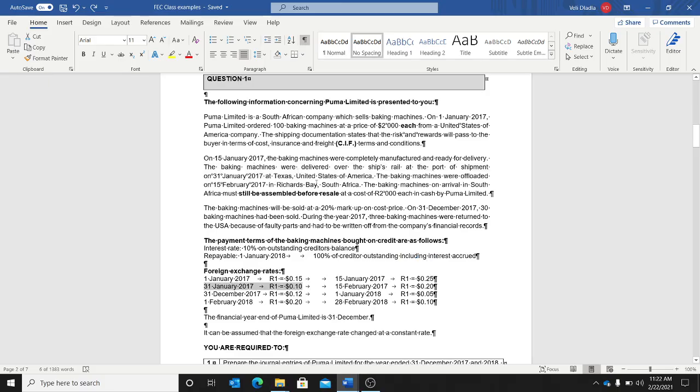Okay. Then here in this exercise, they're saying to you, the baking machines here arrived in South Africa and must still be assembled before resale, meaning you must still put them together. And the cost is 2,000 each. And remember, you've got 100. At 2,000 each, must still assemble. Now, if you remember in PPE, we said any cost that you incur in bringing the asset into its working condition forms part of the asset itself, right?